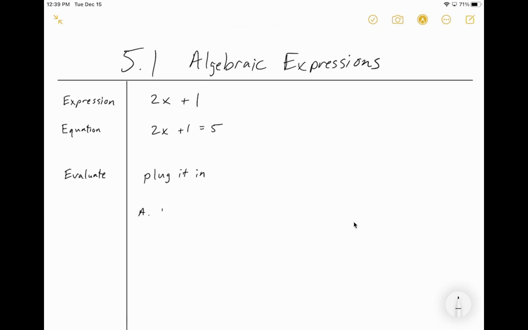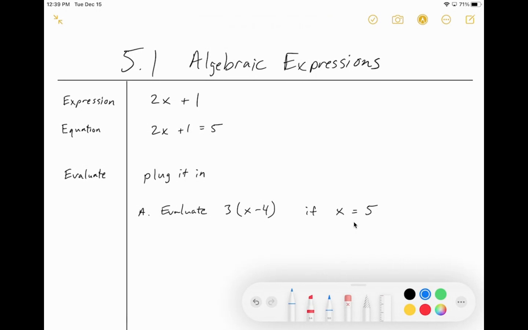Okay, so let's start with one that's hopefully not too bad. So if I said, for example, evaluate 3 times x minus 4 if x is equal to, let's say 5. Okay, evaluate 3 times x minus 4 if x equals 5. All right, so what does that mean? That means, first of all, we have an expression, right? This is our expression right here. 3 times x minus 4, that's our expression. Again, no equal sign, so it's not an equation.